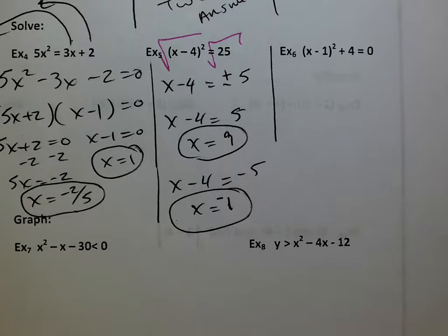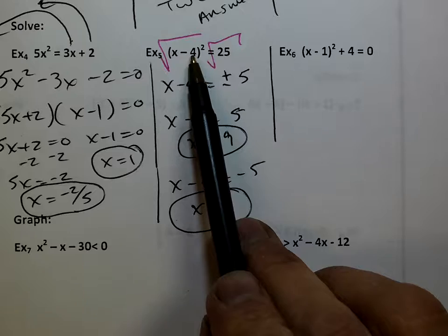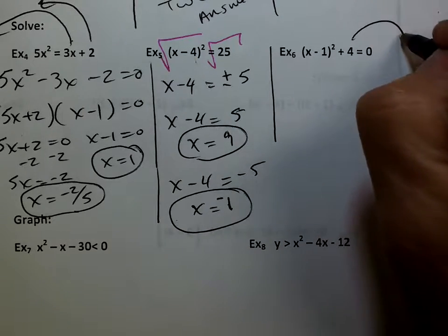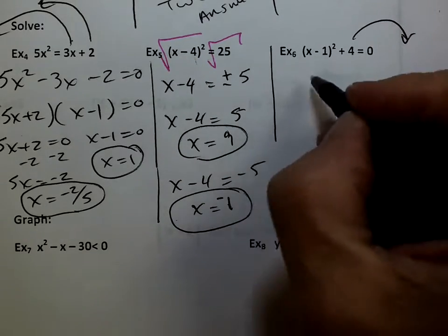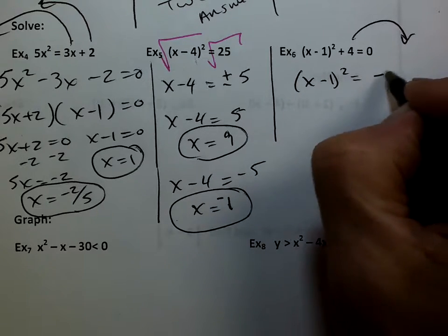Okay. Number 6. I want number 6 to be like number 5. So I'm going to bring the 4 back over to the other side. I'm going to subtract the 4. So I'll have (x minus 1) squared equals negative 4.